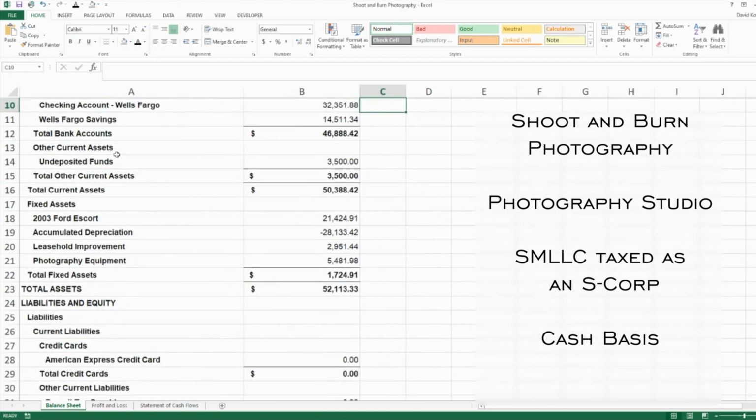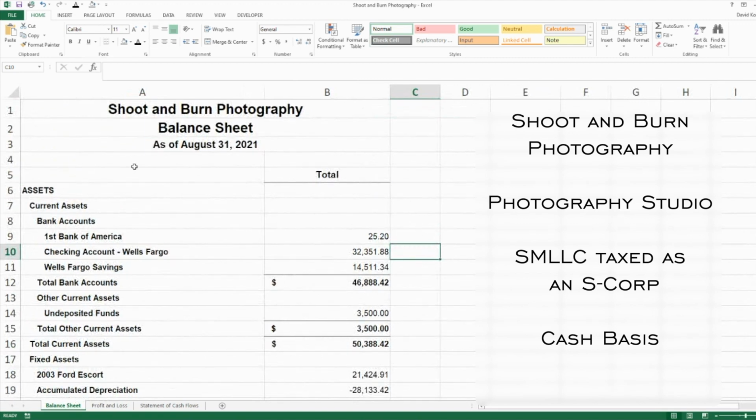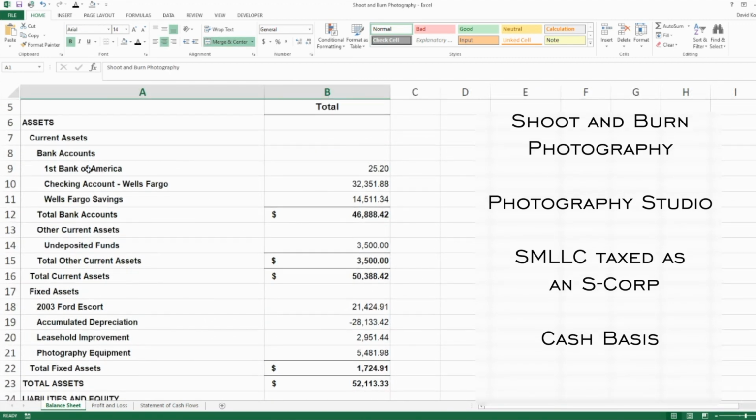All right, so let's take off these highlights and let's walk down the balance sheet. So let me scroll into the assets. So this is Shoot and Burn Photography. And you can see that their total cash in their bank accounts, they have 3 bank accounts here, the total is $46,888. Now this is all the cash they have. This is their liquid cash that they can use to pay for overhead expenses, any other expenses that come up, cost of goods sold expenses if they sell an item, and also pay themselves a healthy monthly salary, which you'll see when we get to the profit and loss.